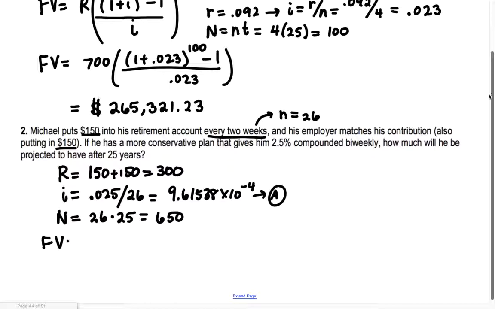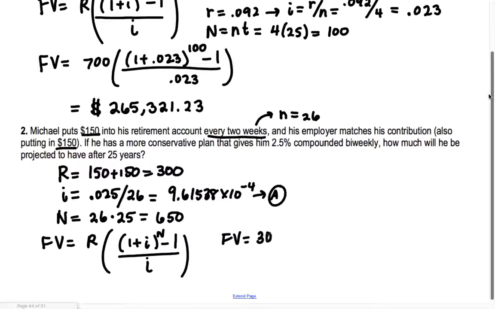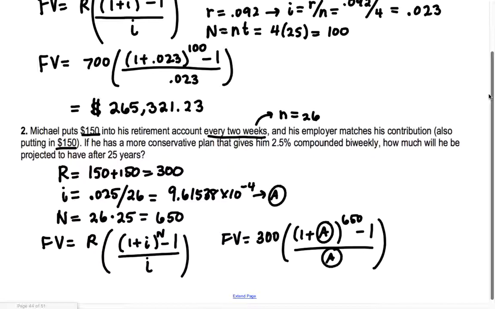Okay, so we have our future value formula. We have our R, we have our 1 plus I to the N minus 1 all over I. So R is 300. Our I is that number I stored as A, so I'll circle it so I know it's a stored number. Raised to the 650 minus 1 over that same number I stored. You with me? All right.